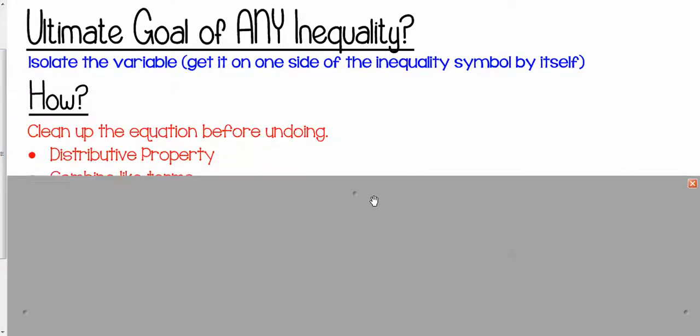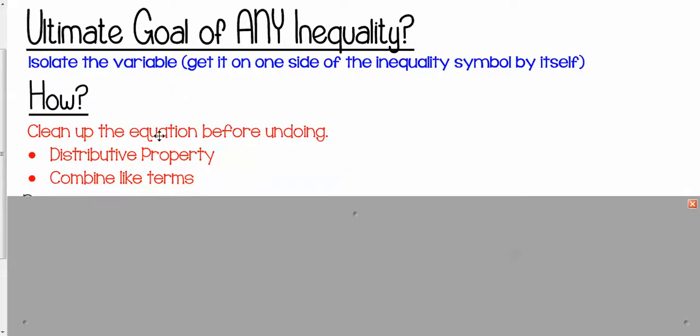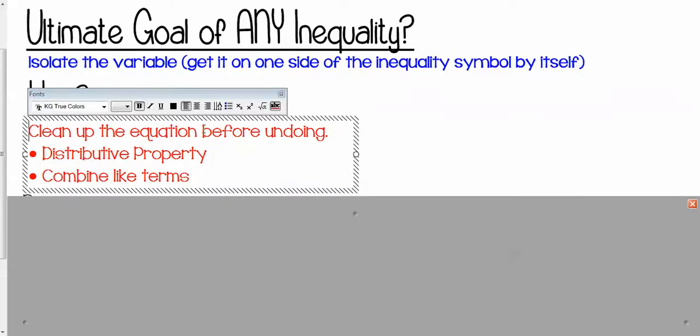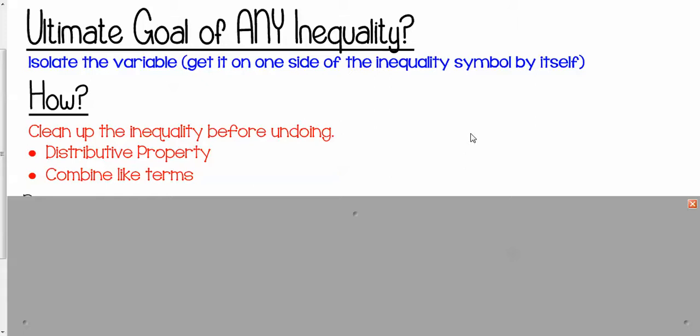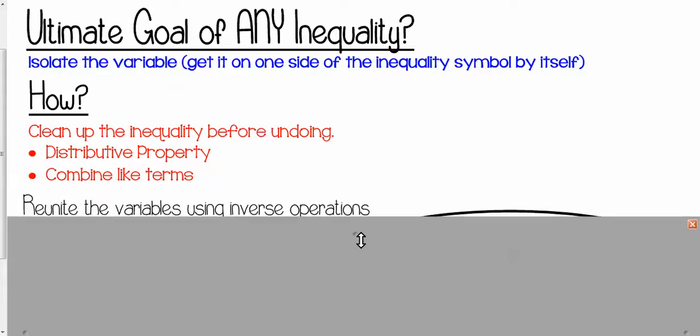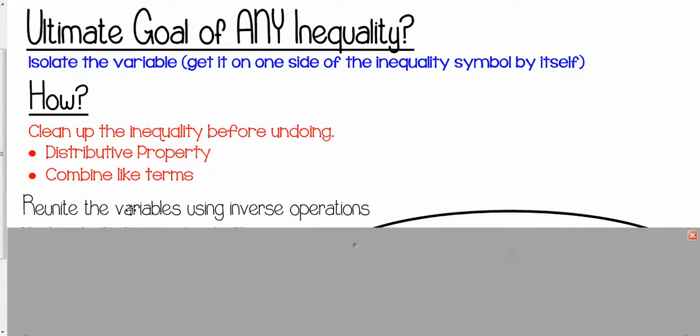You are going to need to clean up the, well, not the equation, right? The inequality, before undoing. And so that's going to be where you have to apply the distributive property and also combine like terms, just like you did with those equations. Once everything is cleaned up, then it may be that you need to reunite the variables. These two things of cleaning up and reuniting the variables aren't going to apply to every single inequality, but they may, and that would come after you've cleaned everything up.